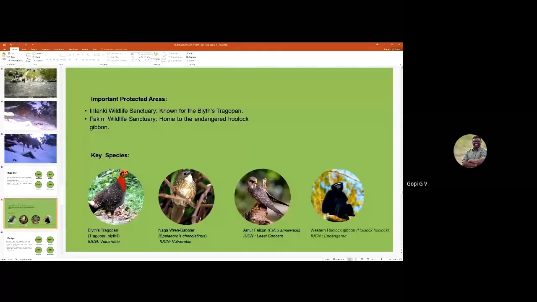We all know about the conservation success story of Amur falcons. The Amur falcon is a long-distance migratory bird which travels from northern China to South Africa, going through several countries, and India is one of the major stopover sites for the Amur falcons.